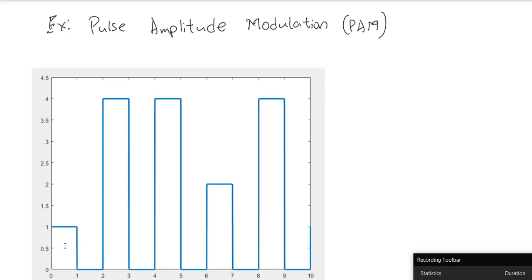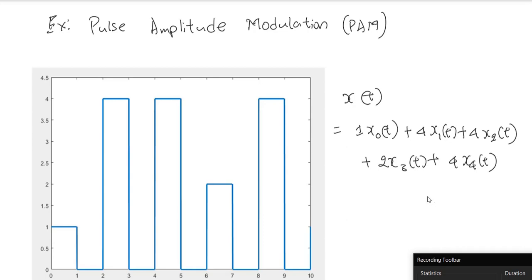So you get this sequence of different amplitude pulses. At the receiver, when they receive this signal, they can look at the amplitude of this pulse and say, okay, for 0 to 2, the amplitude is 1. So I will say that the first number was 1, the second number was 4, and so on.